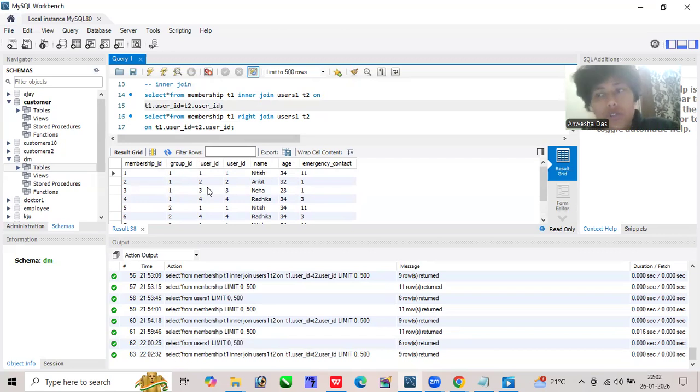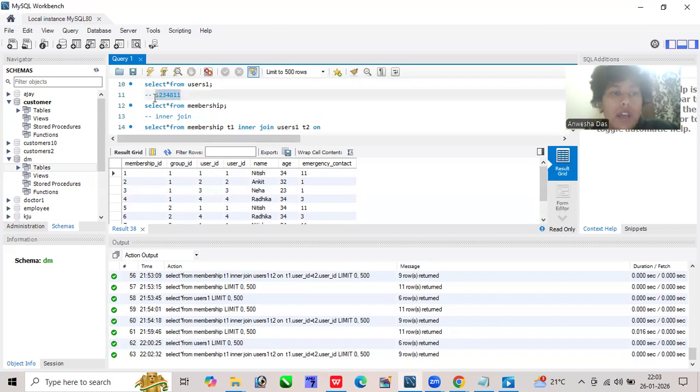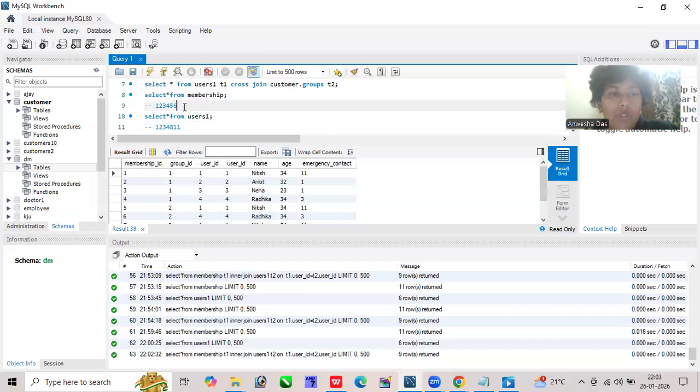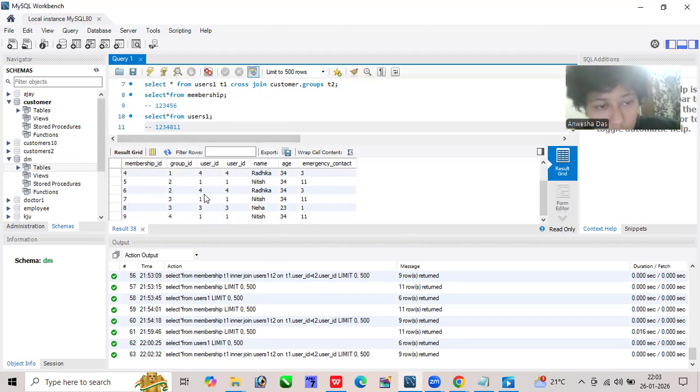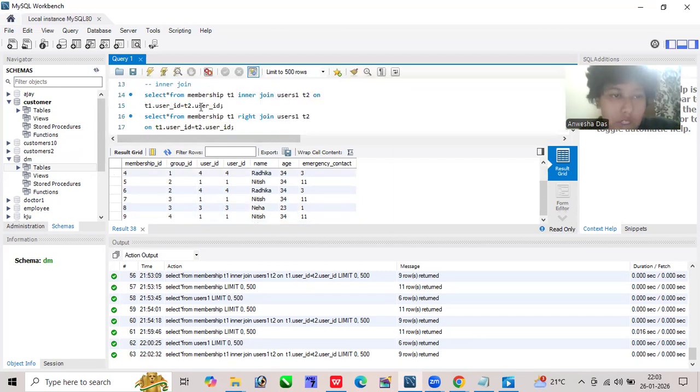I hope you understood about the inner join. Inner join always takes the common element. In our case, it is 1, 2, 3, 4, 8, 11 and 1, 2, 3, 4, 5, 6. Then what is the common? Obviously 1, 2, 3, 4. That's why it has taken only 1, 2, 3, 4. I hope you understood this particular concept.